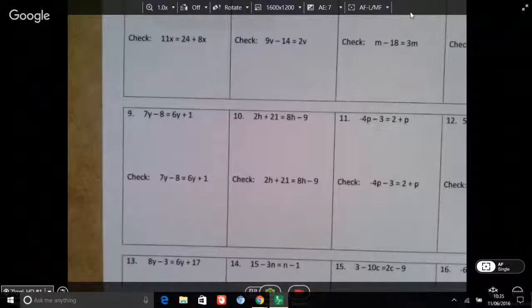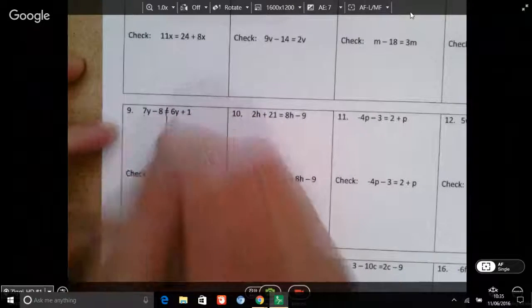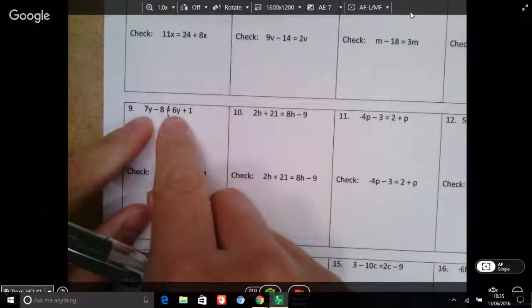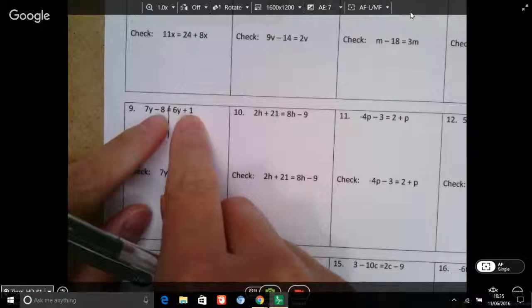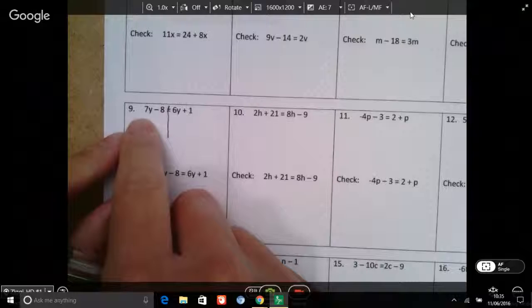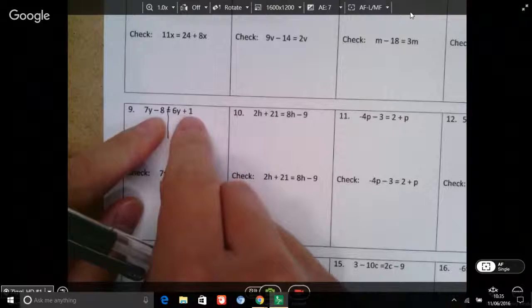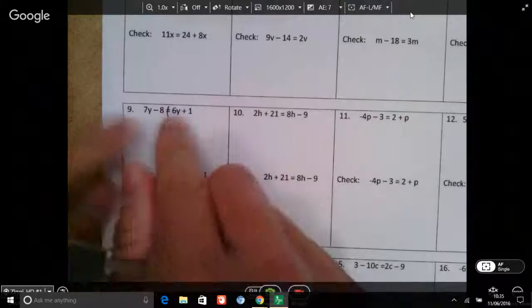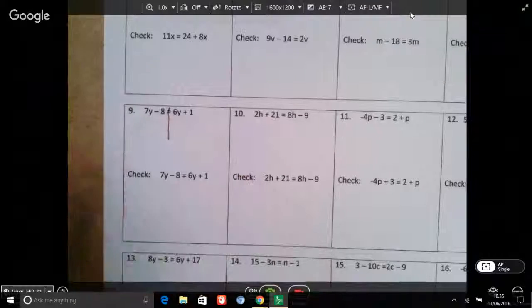I'll do a few of these with you. So for number 9, here's my equal sign. I still have y's on both sides of the equal sign. Since they both have constants with them, unlike numbers 1, 2, and 3, it doesn't matter which y I move. I can subtract the 7y, or I can subtract the 6y. It doesn't matter, right? They both have constants with them. To keep it consistent in a situation like this, I'll just always move the left over to the right.